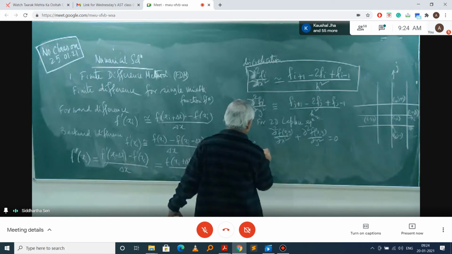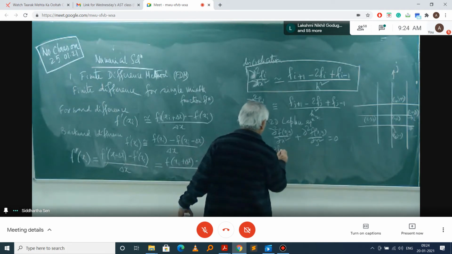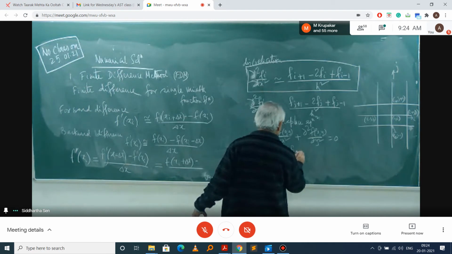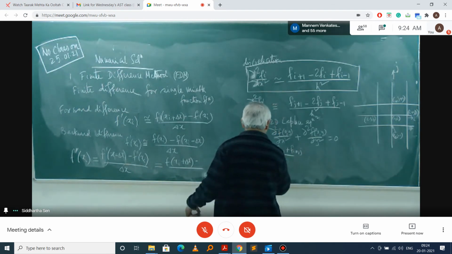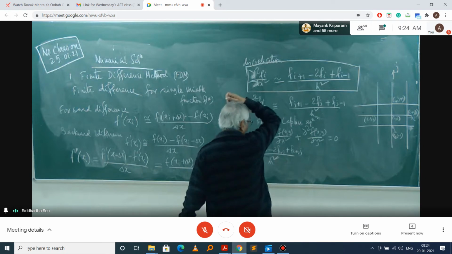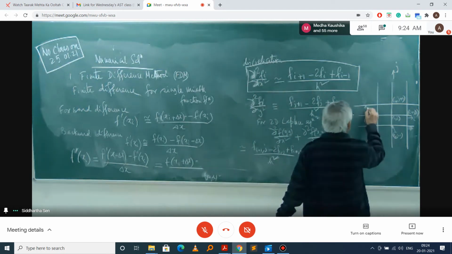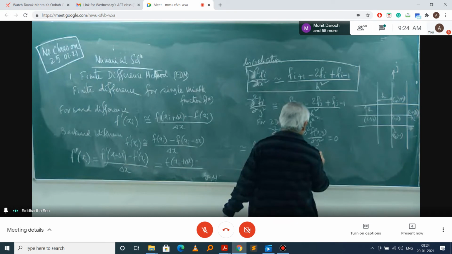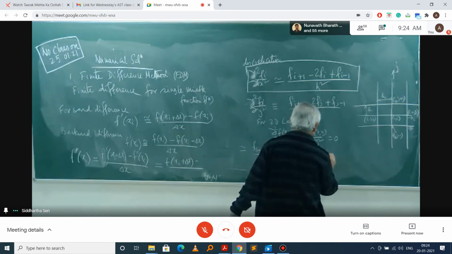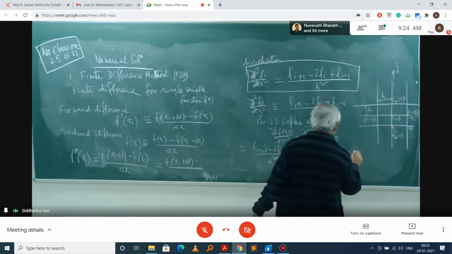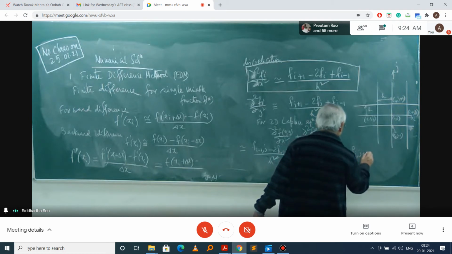f of I minus 1 comma j minus 2 f I comma j plus f of I plus 1 comma j divided by, I say it simply, h square, where h is the distance h, also this grid distance h, plus f of I comma j minus 1 minus 2 f I comma j plus f of I comma j plus 1 divided by h square equal to 0.